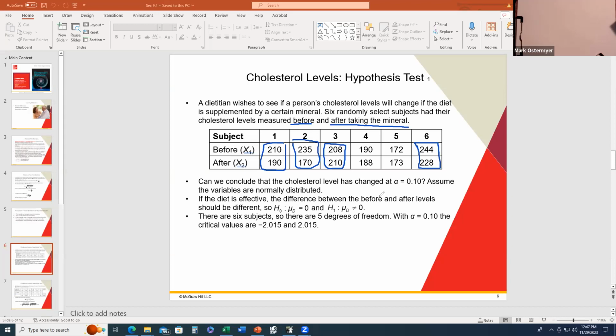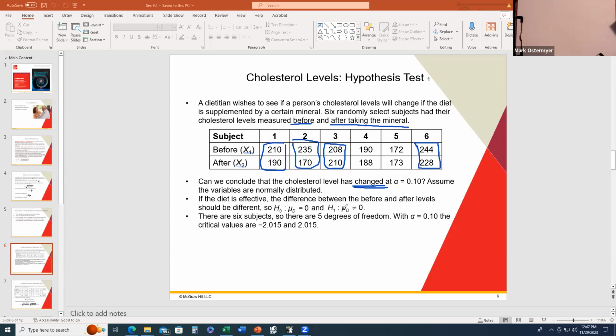Now, ladies and gentlemen, since we're just testing to see if there is a change in the cholesterol levels with the before versus after taking the mineral supplement, would this be a 2-tailed test or 1-tailed test? What do you think? If we're just checking for difference versus indifference. 2-tail? It's a 2-tailed test. That's correct. And therefore, our alternative hypothesis would have the not equal to symbol.